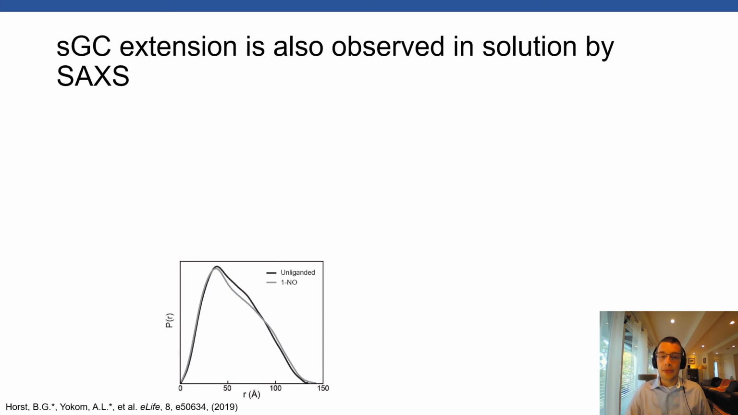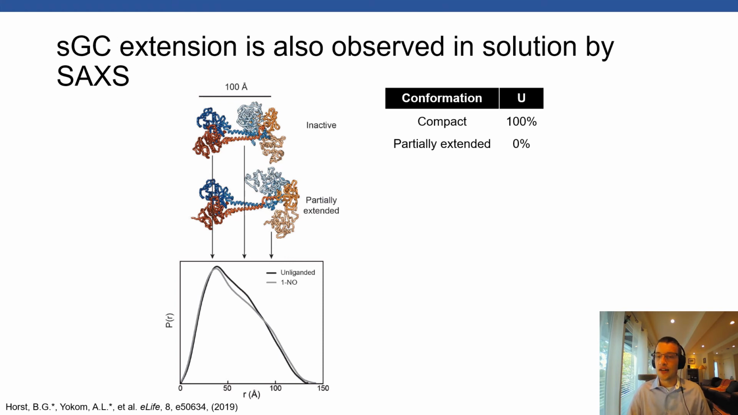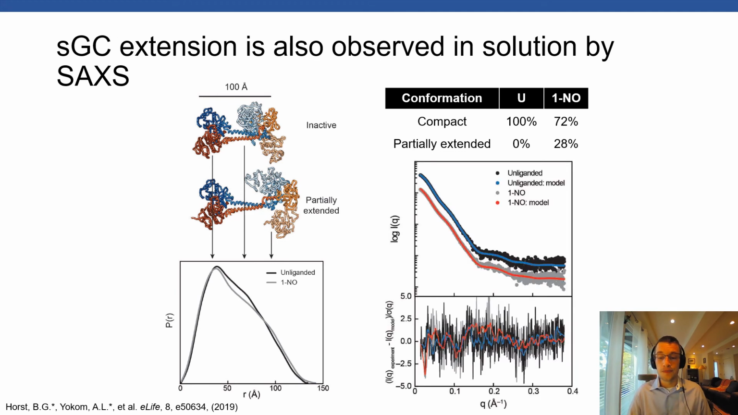And we were able to look at the extension, so the longest dimension of the particle, by SAXS. And so from this, we were able to show that the 1NO sample of sGC was partially extended. We had a 100% compact conformation when there was no gas present, but only 72% compact and 28% extended for our 1NO conformation. Here are the fits to those models.